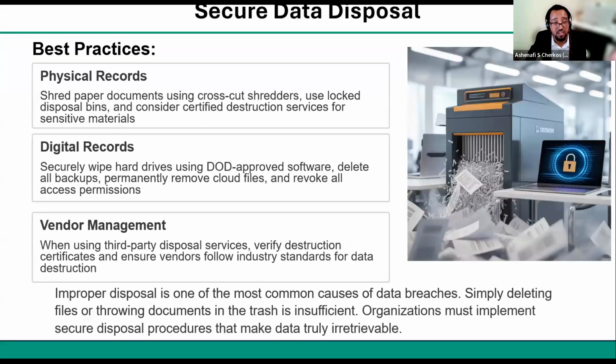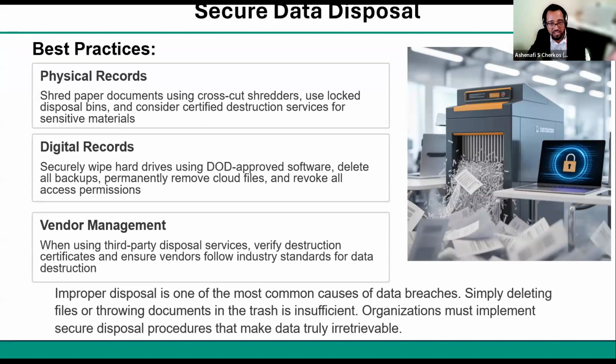Okay, so the next step is to plan how to securely dispose of or destroy data. There are different mechanisms we can apply. For example, for a physical record, such as a hard copy like paper or files, we need to shred them.